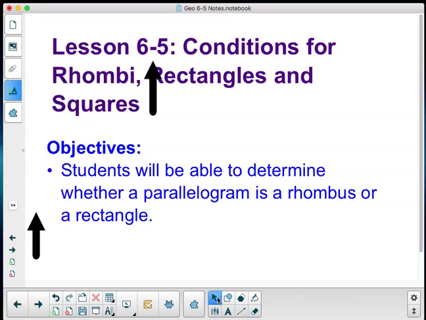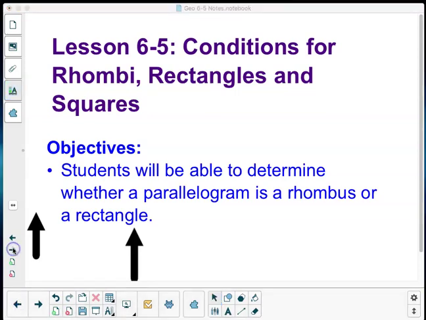This is Mr. Bloom. Lesson 6.5, conditions for rhombi, rectangles, and squares. Our objectives today: students will be able to determine whether a parallelogram is a rhombus or a rectangle. Okay, so let's get going.